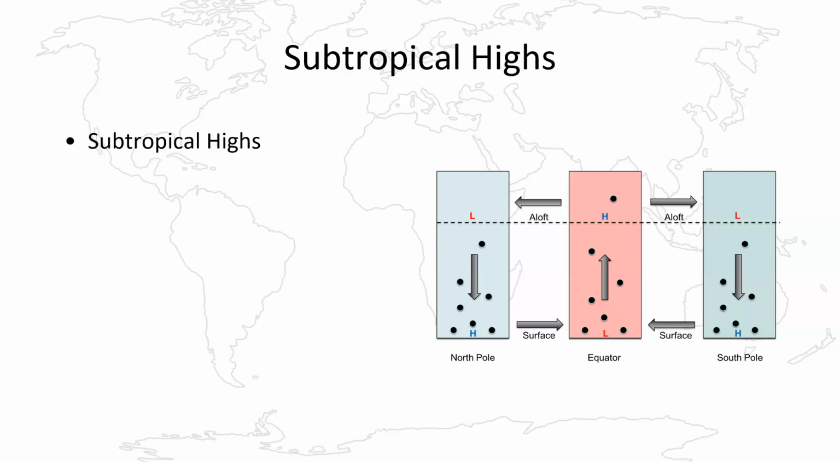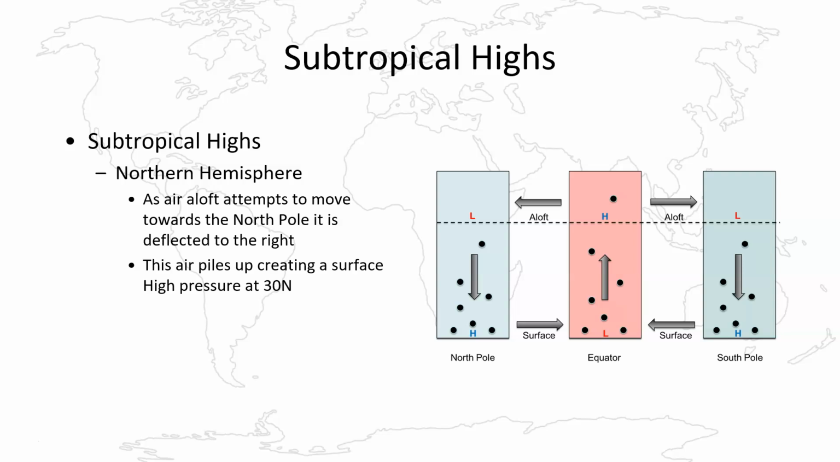So let's look at the aloft portion of the one-cell model first, and let's look at the northern hemisphere. What's going to happen is the air aloft is going to try to move from the high pressure above the equator to the low pressure above the North Pole. At about 30 degrees north, this air is going to get deflected to the right relative to motion and pile up over top of this latitude. If you think of air piling up over top of your location, you should think of a lot of weight, and that's what's actually going to get created, a high surface pressure.